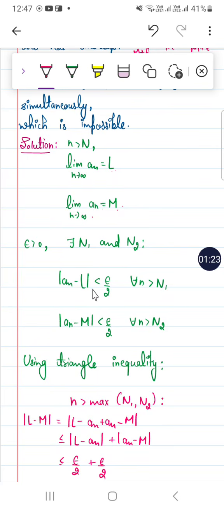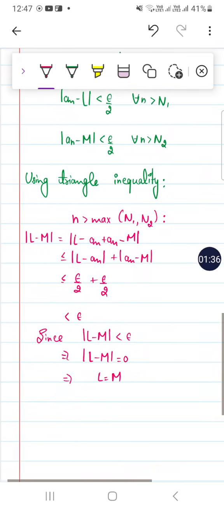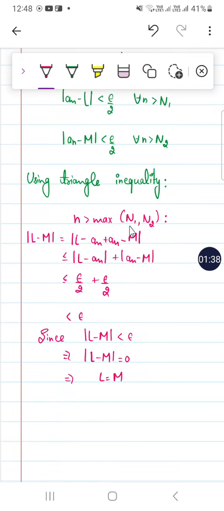It is such that mod of a_n minus L is less than epsilon by 2 for all n greater than n1, and mod of a_n minus M is less than epsilon by 2 for all n greater than n2. Using the triangle inequality and taking n greater than the maximum of n1 or n2, right?